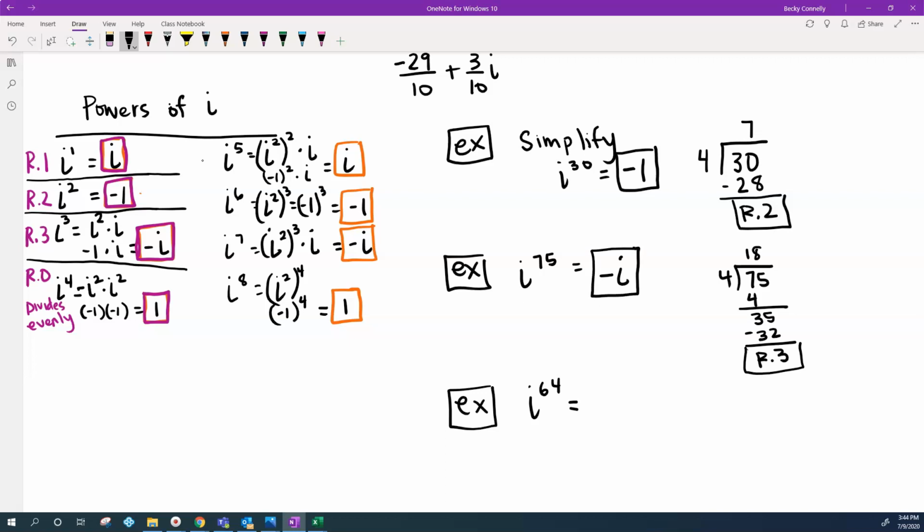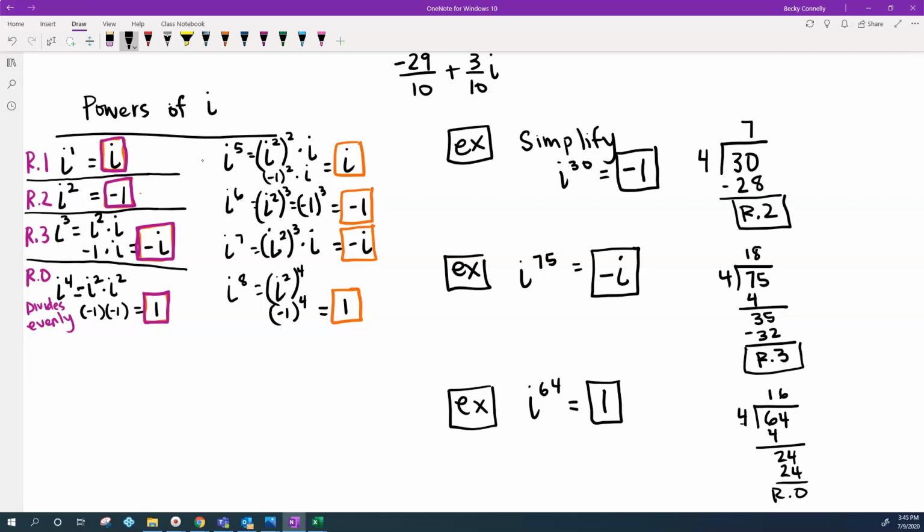Okay, what did you guys come up with for i to the 64th power? Anybody have it yet? 1. Okay, you guys came up with 1, because when you do this, 4 divides into 64, and when we do this division here, we see, oh, look at this. It divides in evenly. It leaves a 0 remainder. And so when our remainder is 0, that's going to correspond with our answer simplifying to be 1.